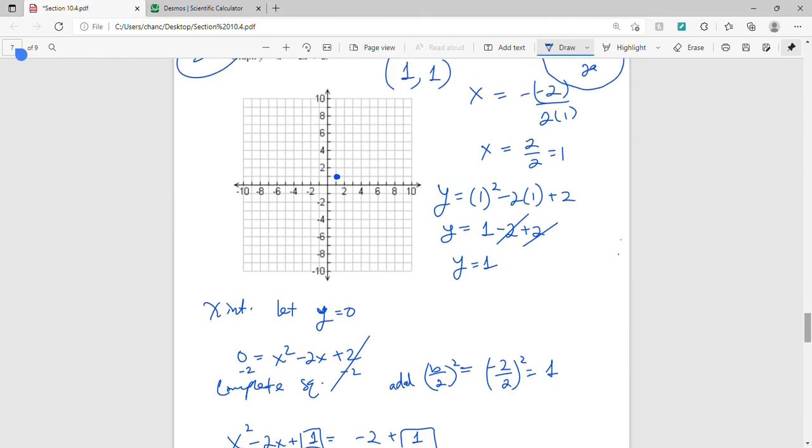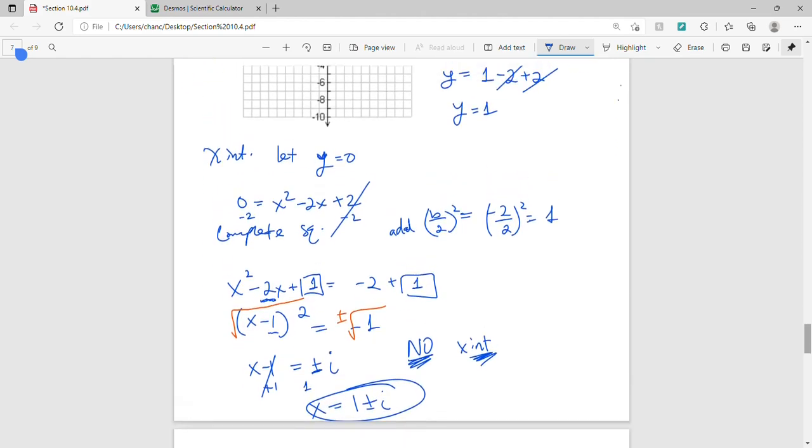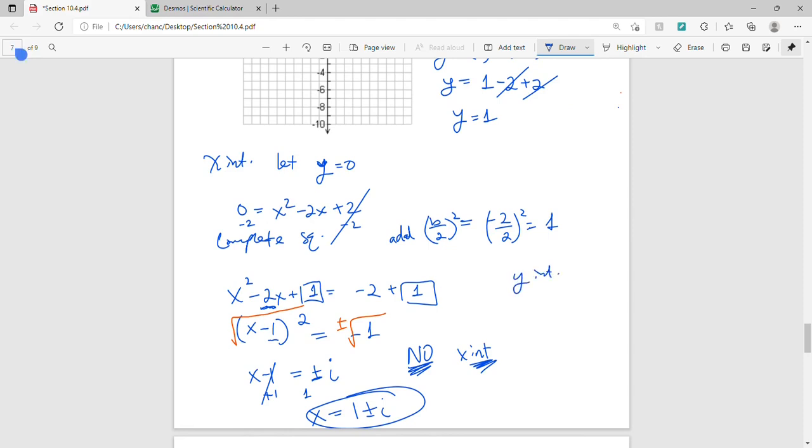Let's see if there's a y-intercept. So we have the vertex already graphed. Let's find the y-intercept. To find the y-intercept, you're going to let x be equal to 0, and we'll replace all of the x's in the original equation with a 0. And this is fairly easy to do. We get y equals 2, which means the y-intercept is the point 0, 2. Let's go to our graph and we'll plot the point 0, 2.